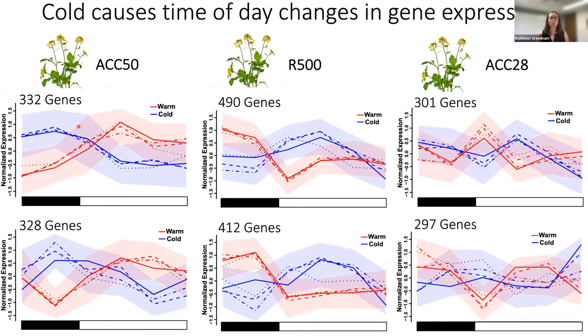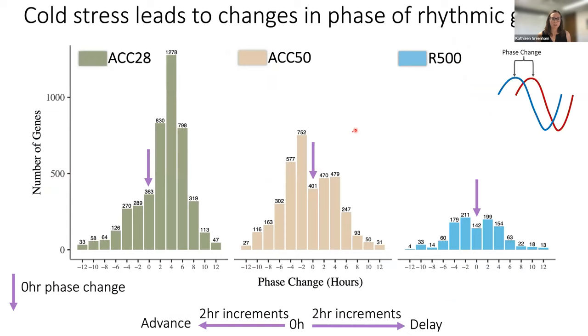So we wondered if we took all those genes that were changing and just looked globally at their phase change, so the difference in the timing of expression between warm and cold, do we see anything that's unique to any of these genotypes? So when we do that again, when we calculate that phase difference, here are the distributions. So the arrows indicating zero phase change, and then every bar is a 2-hour change.